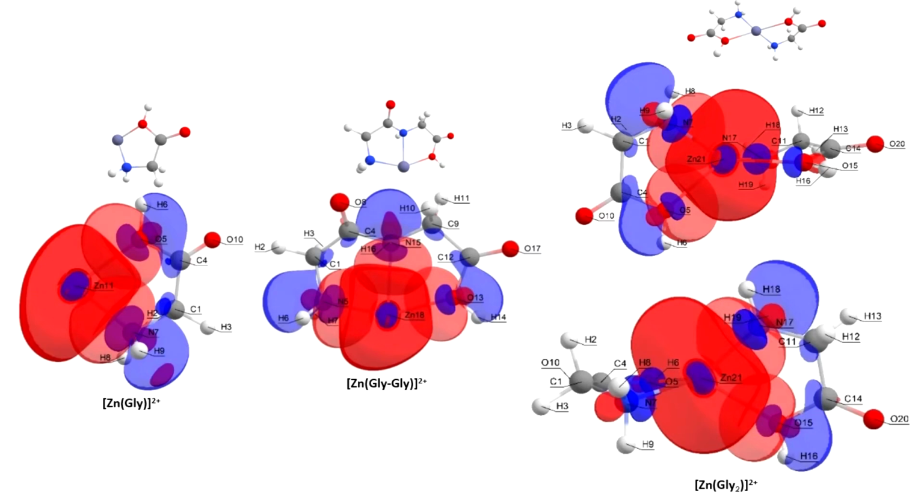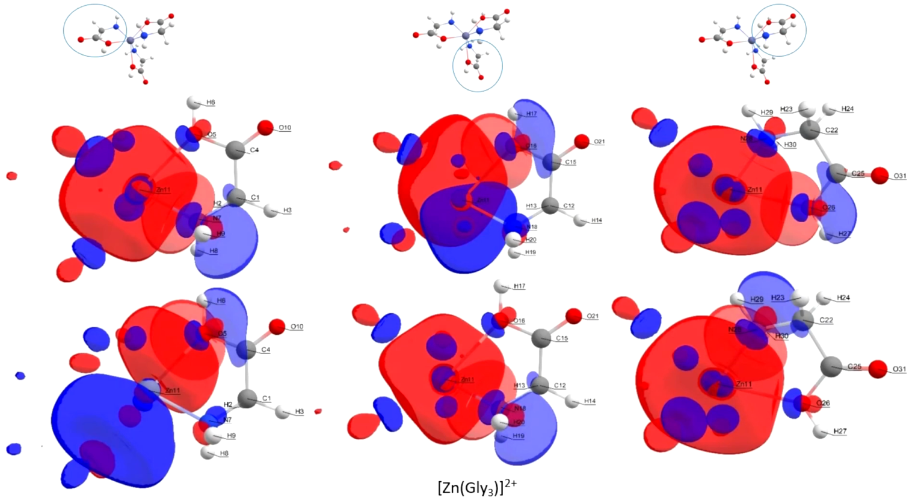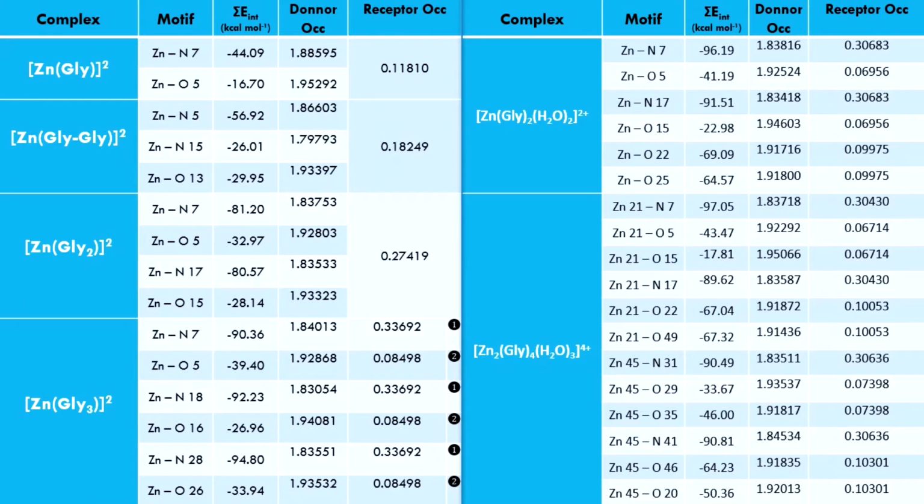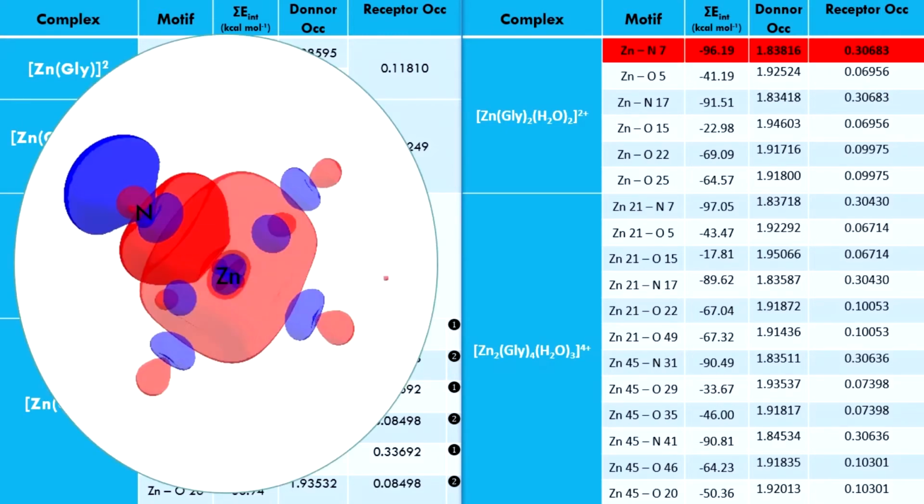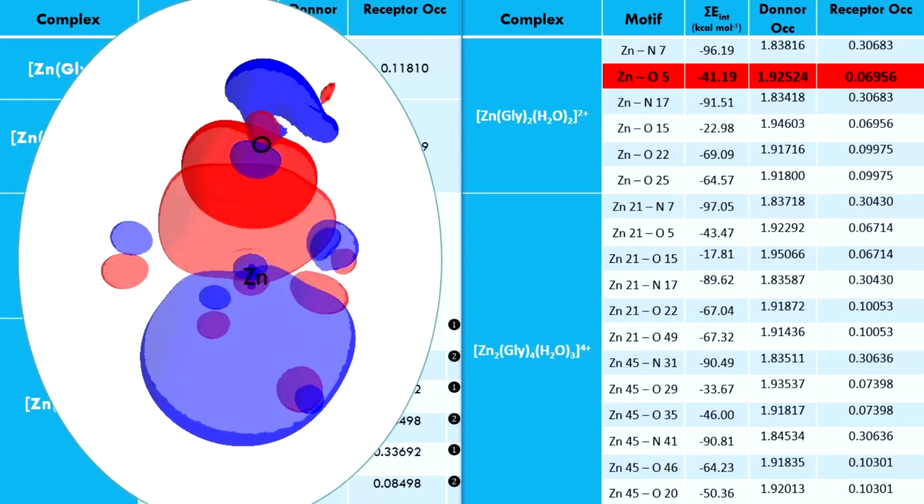Orbital overlaps that cause the stabilization energies are shown for zinc-glycine, zinc-glycylglycine, and zinc with 2 glycines, as well as for zinc with 3 glycine ligands. Coming back to our table, NBOs for the other 3 proposed complexes were also evaluated, and here is an example of the zinc-glycine NBOs overlapping, as well as for zinc-oxygen orbitals.